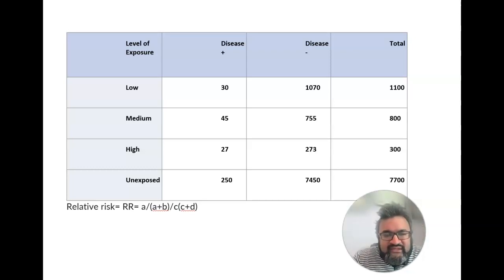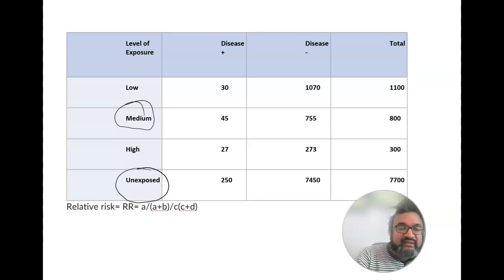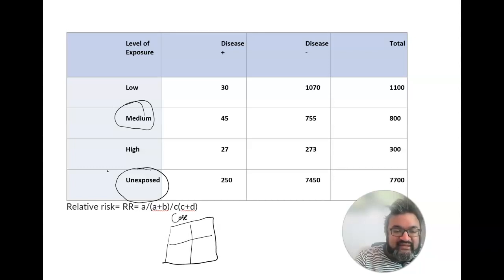What you're trying to do is determine the relative risk of low exposure to relative risk of unexposed, and then relative risk of medium exposure divided by unexposed, and then high versus unexposed. So when you're doing this, the first thing that you want to do again is determine what will go here. So this is case and control, and this is exposed versus not exposed.